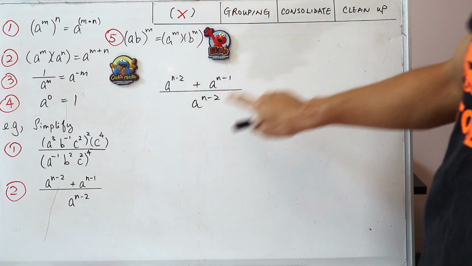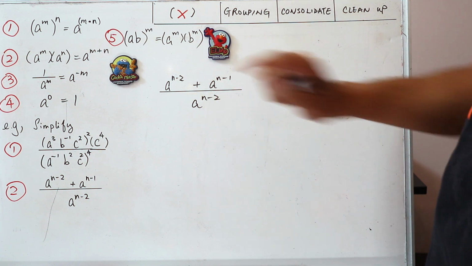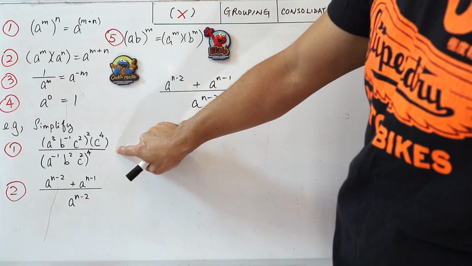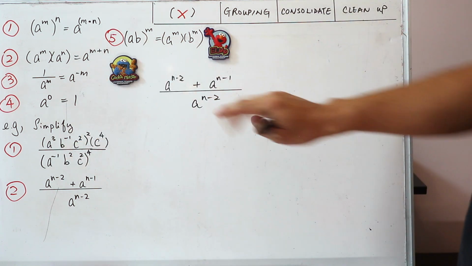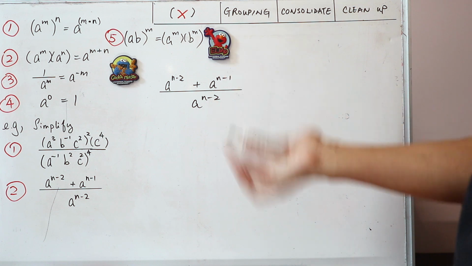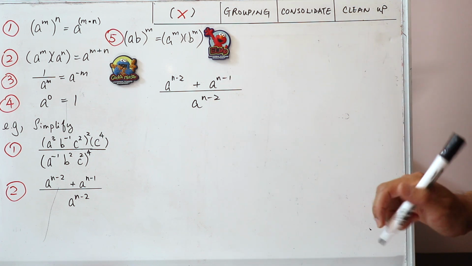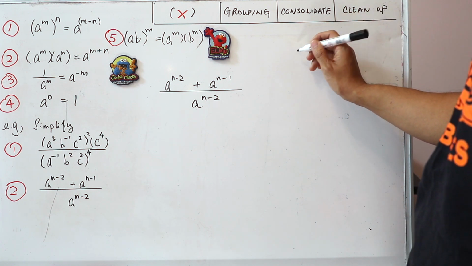Okay, now let's work on question number 2. For question number 2, there's only one variable, a here. So it is very different from question number 1. In question number 1, we have 3 different variables, a, b, c, right? So for question number 2, we have to simplify it using a different approach. To simplify this, it actually is simpler than you might think.